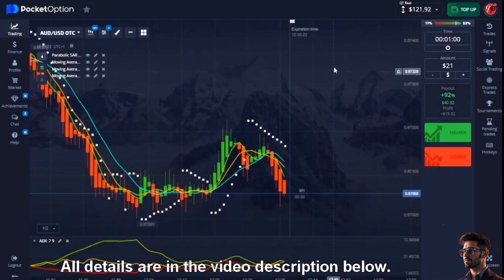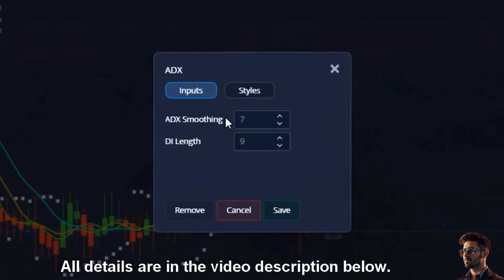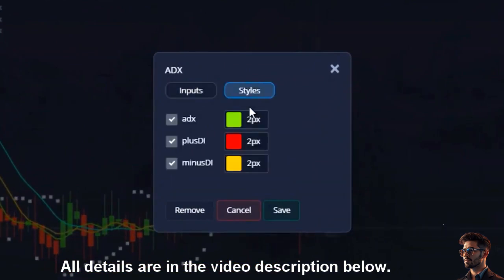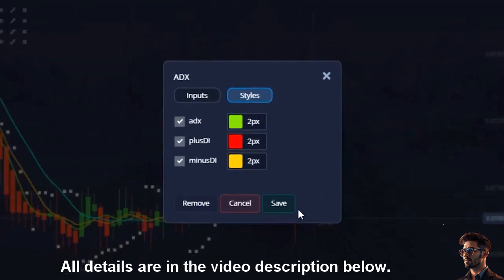The last indicator I use right here is ADX with ADX smoothing of 7. The DI length is 9. On the style part here, I make sure I take all the lines to be 2 pixels, but the most important thing, always make sure that the ADX and the plus DI are green and red. Make sure that the first color is green and the second color is red. It's very important in this strategy, and I'm going to explain the reason why when I enter a trade. So when you're done, you hit save.